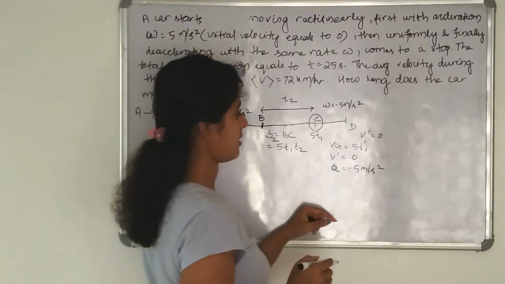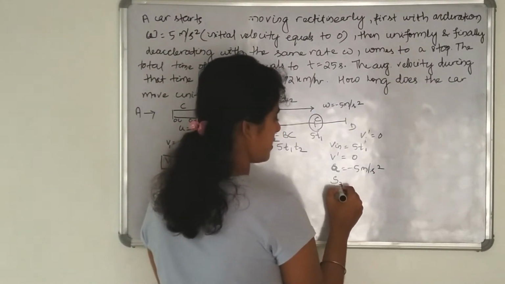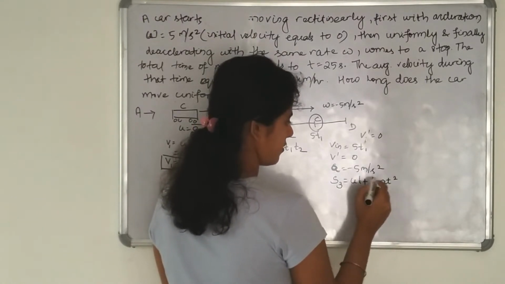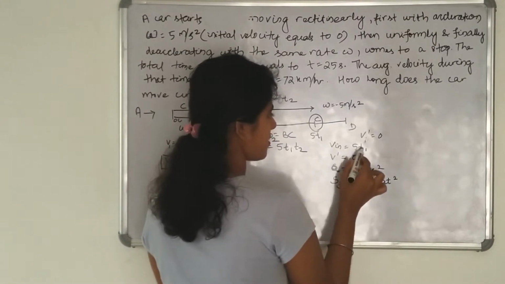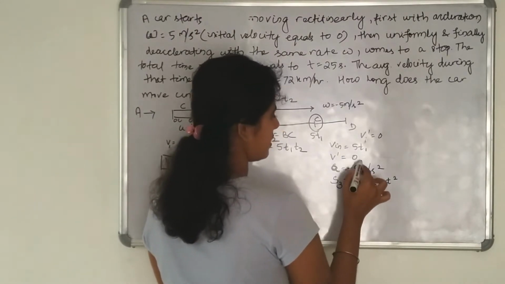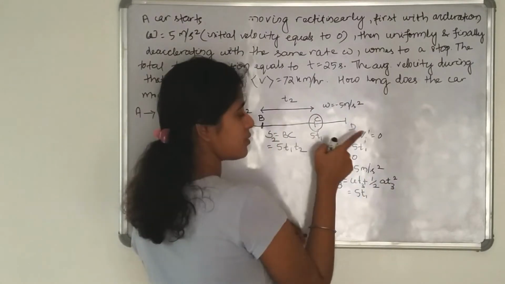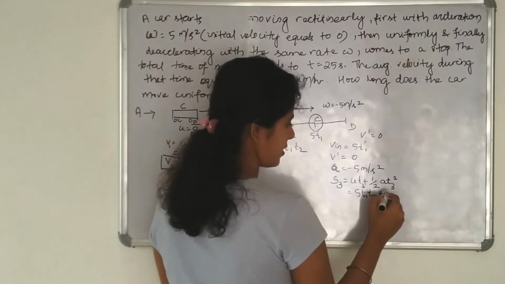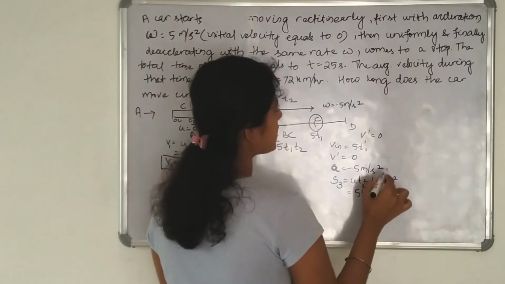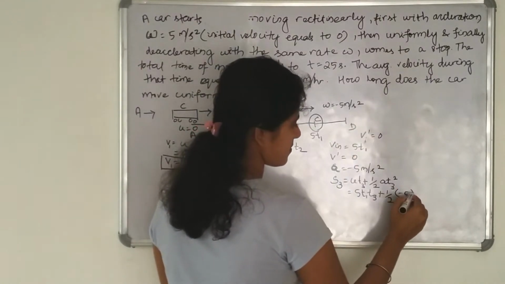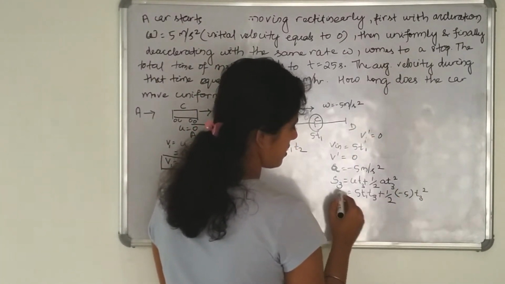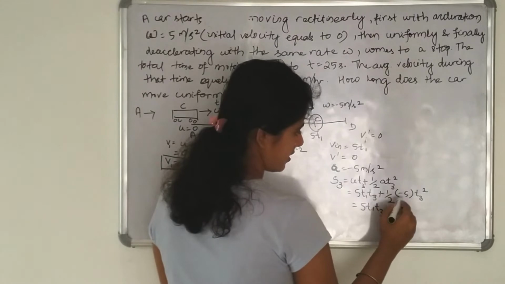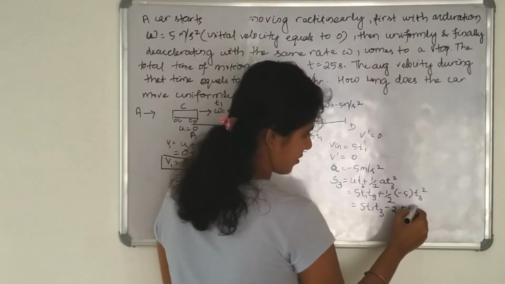That is, it is decelerating. So S3 is equal to UT plus half AT square. U, the initial velocity, is 5 T1, and if we take this time as T3 in which it covers the distance C to D, it is 5 T1 T3 plus 1 by 2, A is equal to minus 5, so minus 5 T3 square. So CD distance is 5 T1 T3 minus 2.5 T3 square.